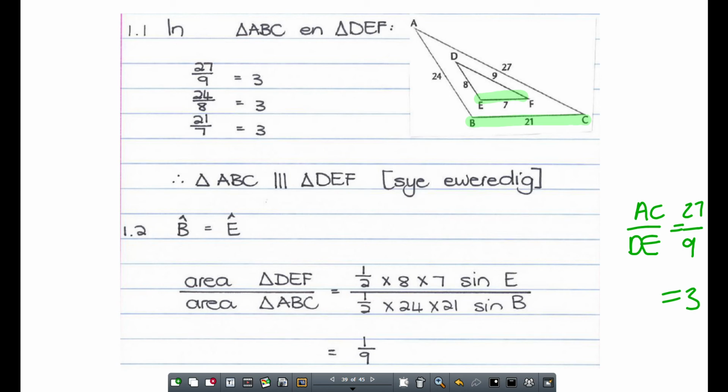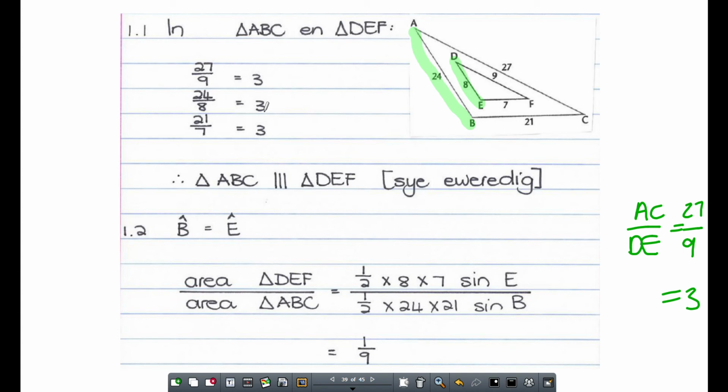Now we take the remaining side. Okay, so the remaining side at the big triangle will be the AB. And the remaining side at the small triangle gaan wees die DE. So jy gaan sê AB op DE. AB over DE is equal to 24 over 8. Over here you'll see it. And that simplified is 3.